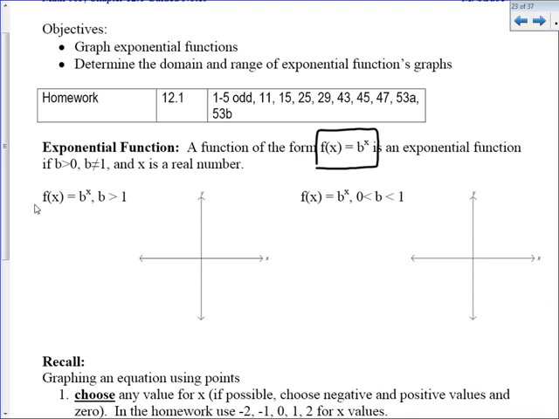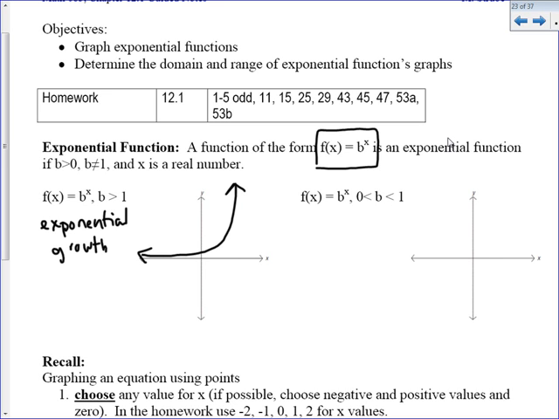So if we have just a general f of x equals b to the x and b is greater than 1, we're going to get an exponential growth, which starts out what looks like kind of flat and then grows really quickly. So this is what we call an exponential growth. So if you ever hear something grows exponentially, that's what its graph will look like.